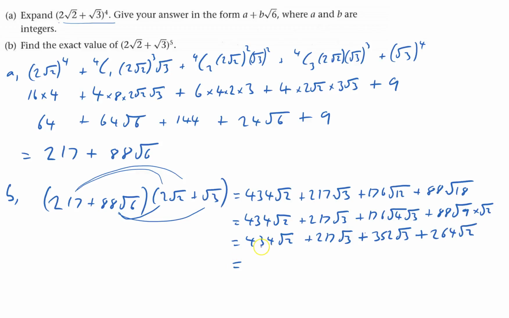And so altogether I've got 434 and 264. So that is 698 √2s, and the rest of them are √3s, 569 √3s, and that's the exact value. It's done.